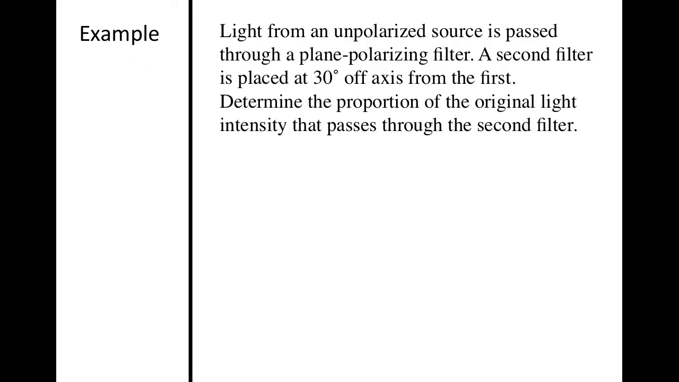Go ahead and try and solve this problem and then check your answer. Light from an unpolarized source is passed through a plane polarizing filter. A second filter is placed at 30 degrees off axis from the first filter. Determine the proportion of the original light intensity that passes through the second filter.